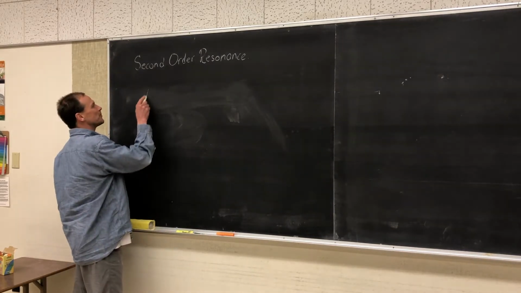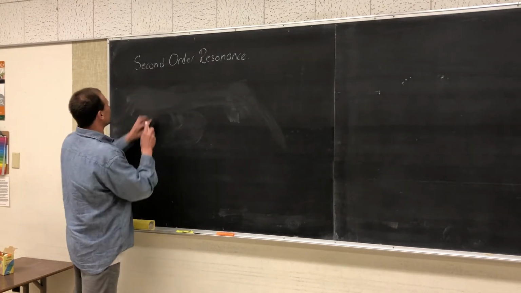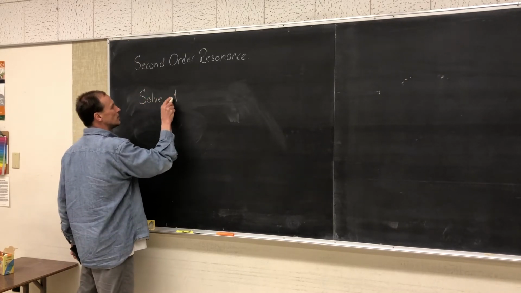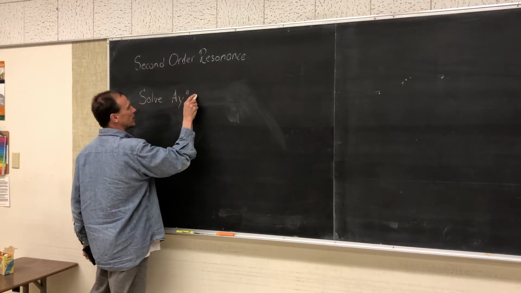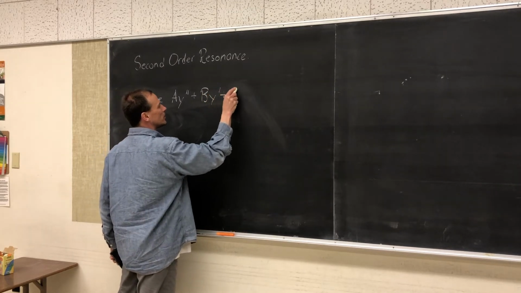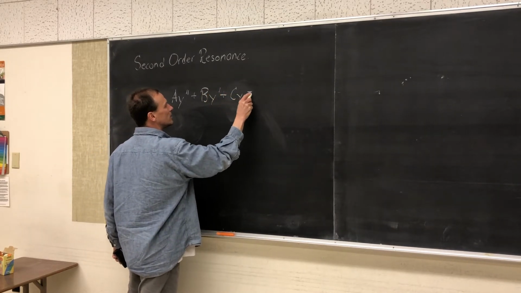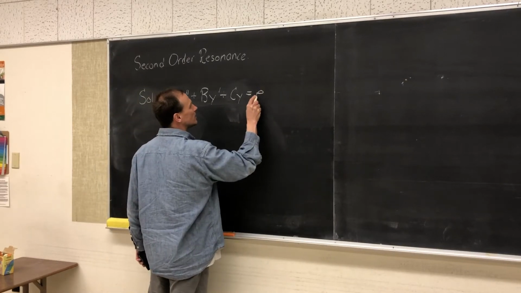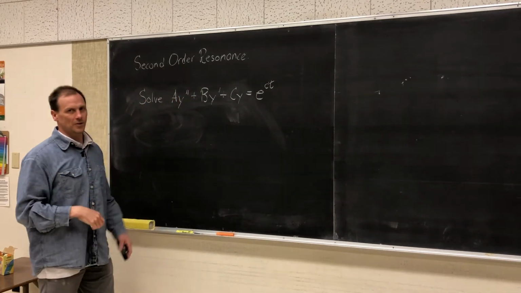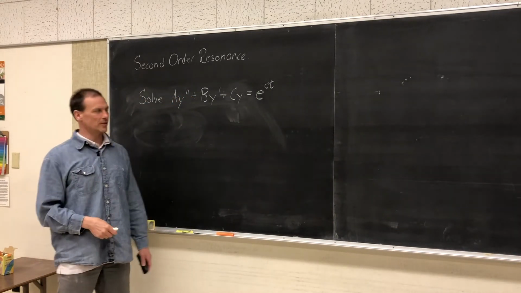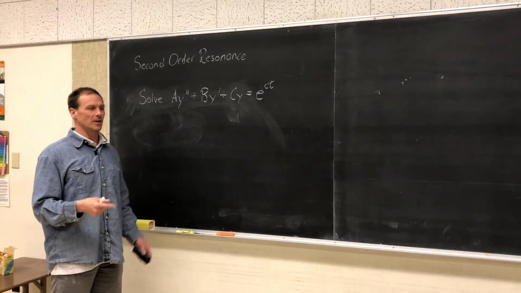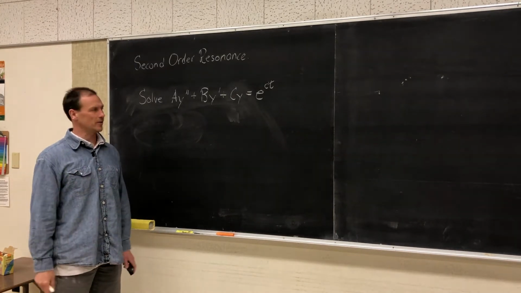So here's our equation. Our problem is that we're going to solve ay double prime plus by prime plus cy equals e to the ct. This would be exponential resonance, and it would also apply if you have a complex solution. The same thing would apply with a sinusoidal answer as well.